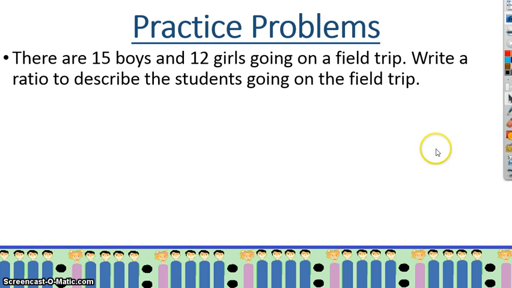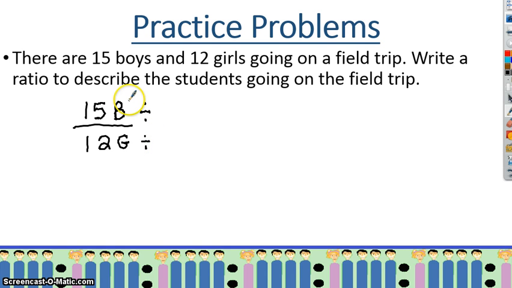So let's look at a practice problem. There are 15 boys and 12 girls going on a field trip. Write a ratio to describe the students going on the field trip. So we have 15 boys and 12 girls. That describes the students. That's a relationship. Who is going on the field trip. Now, are we likely to stay in a whole group on the field trip? No, so maybe we want to reduce that to see how we could make even groups. What number can both 15 and 12 divide by?